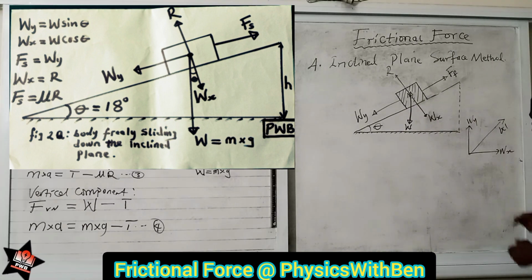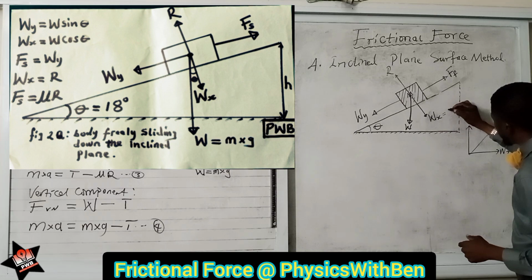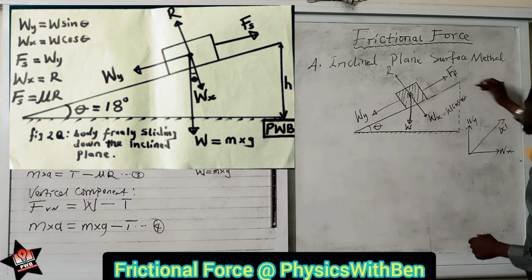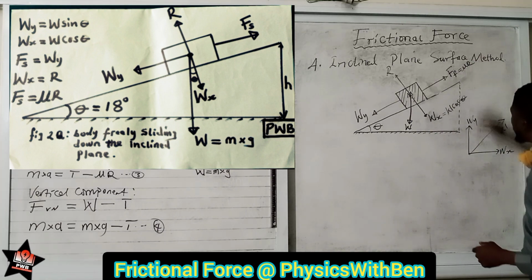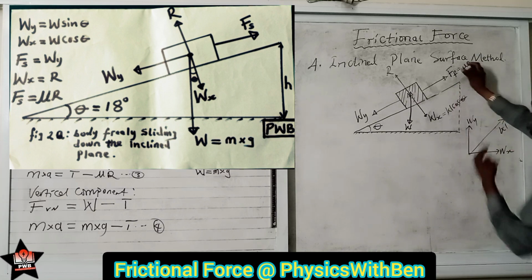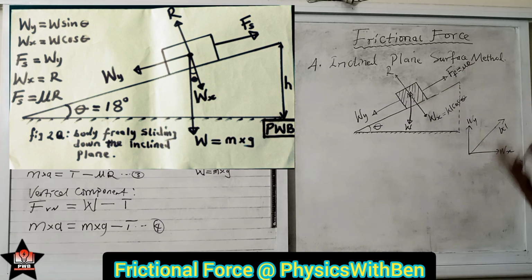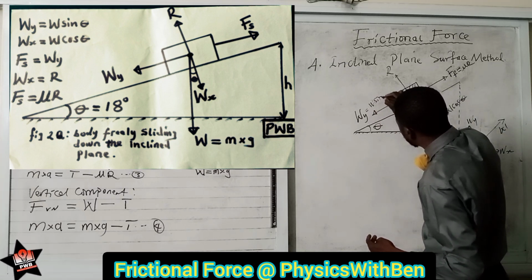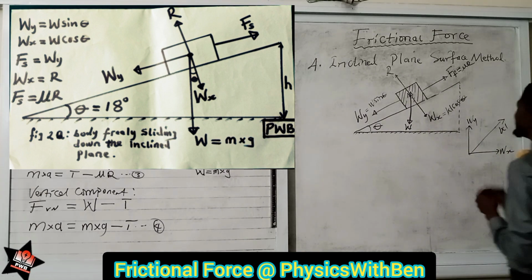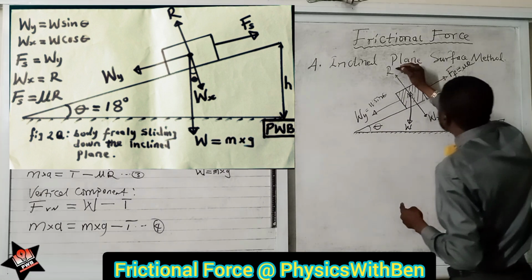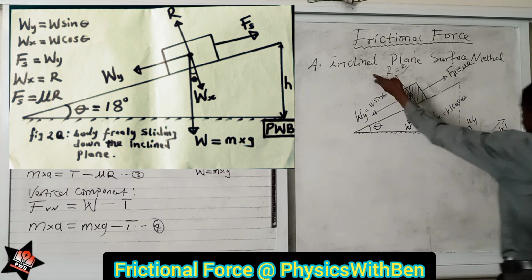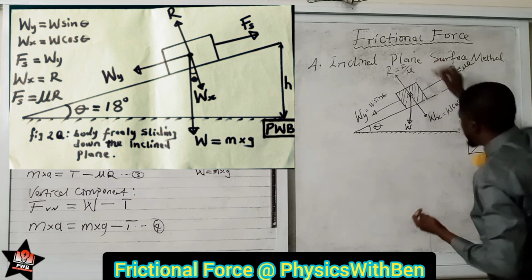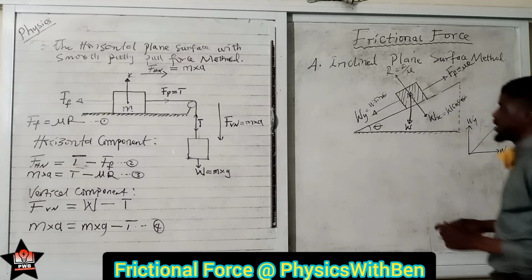So here is the resultant weight. Now, this is the same thing as W cos theta. And from here, this is the same thing as mu R. You can use these diagrams to generate all the equations that you are looking for. And here is W sine theta. And from here, you know that your mu is equal to the frictional force divided by the normal reaction. So let us generate our equations now.